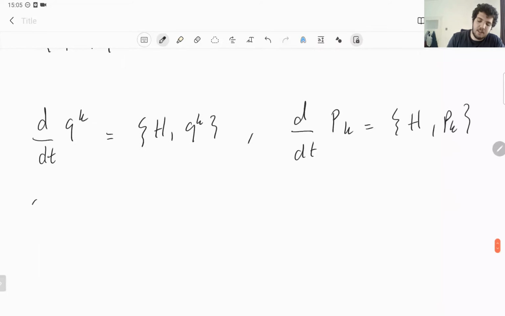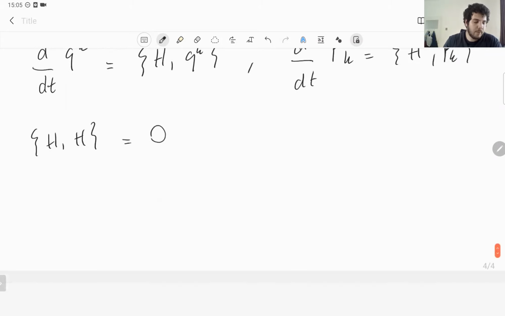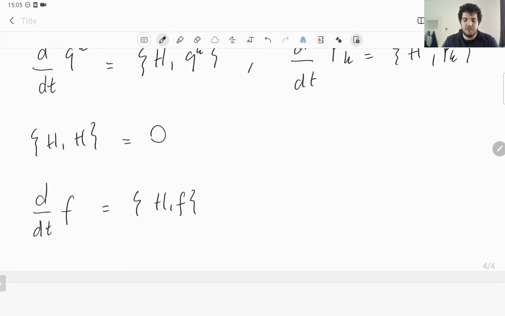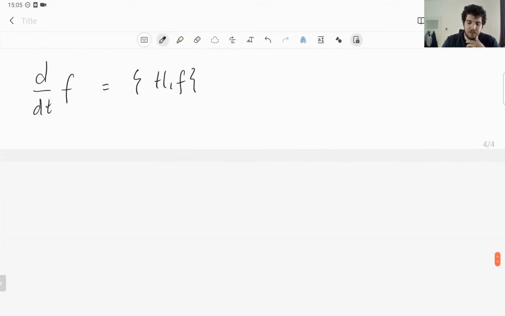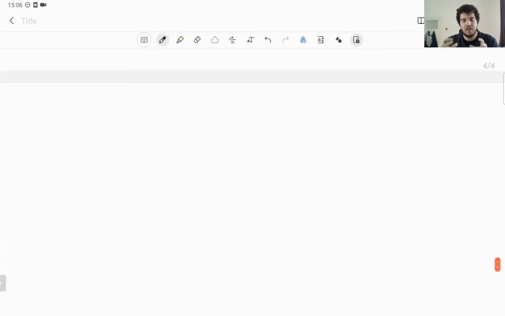And the Poisson bracket of H with H is clearly equal to 0. And f is equal to... So this is obvious, due to the flow of the Hamiltonian vector field. And now I'd like to talk about some interesting facts that we can prove in classical mechanics using the symplectic geometry definition.